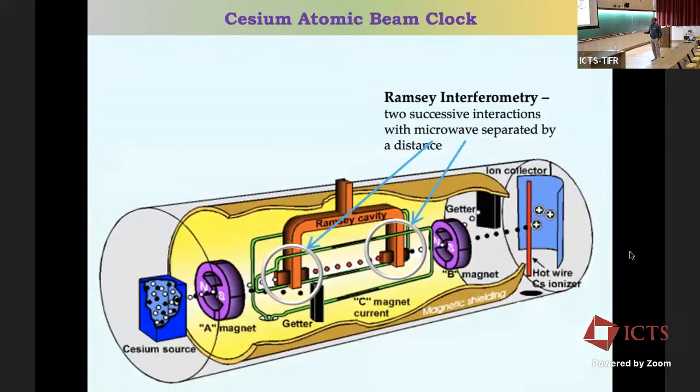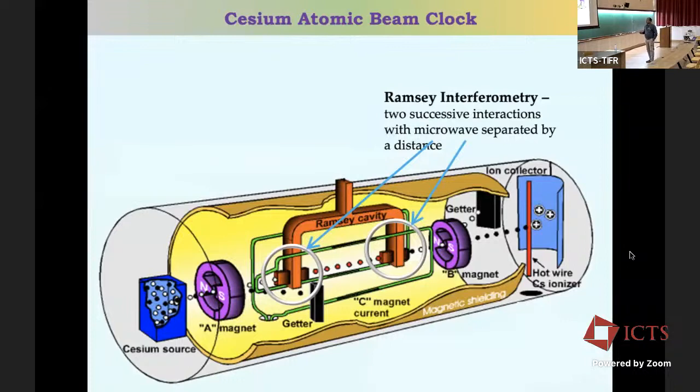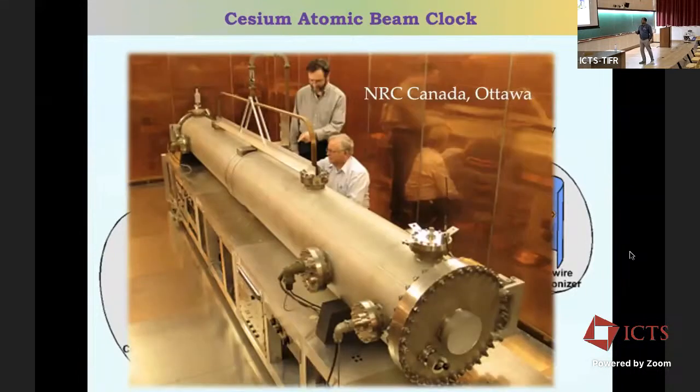So this is how it looks exactly inside. This is a glass tube and you have this microwave Ramsey cavity. By the way, this is not a single interaction zone. The microwave interacts at this point and at that point. In between, it is freely moving. That's exactly what you see here. This is the Ramsey cavity, this is the first deflecting magnet, this is the cesium oven, this is the second deflecting magnet, and these are the detectors and so on.